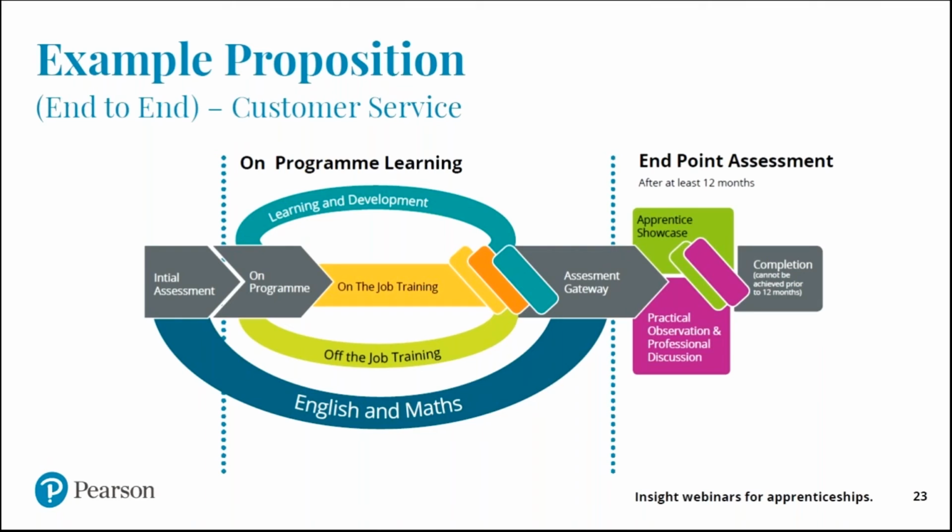Following achievement of all those three hurdles, at that point a decision will be made whether the apprentice has passed or has not yet passed their apprenticeship programme. Successful completion means that they then can be issued with the apprenticeship certificate. So really that's a high-level overview of the customer service apprenticeship end-to-end proposition.